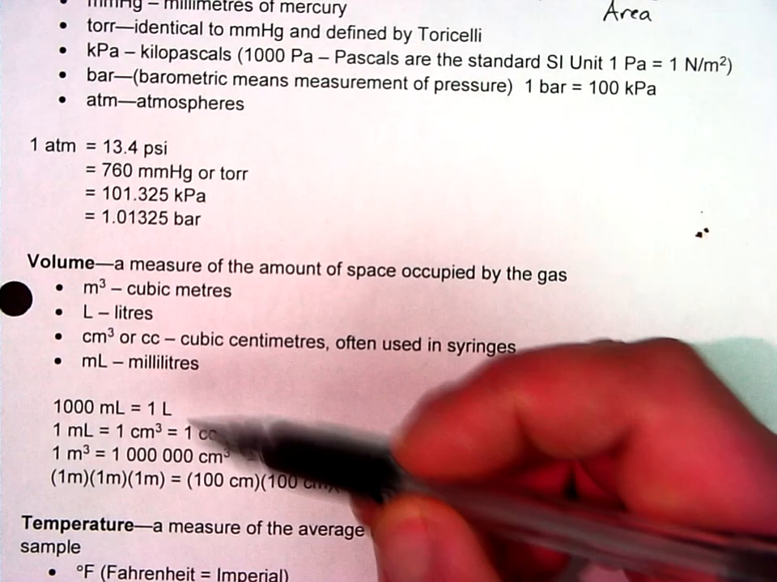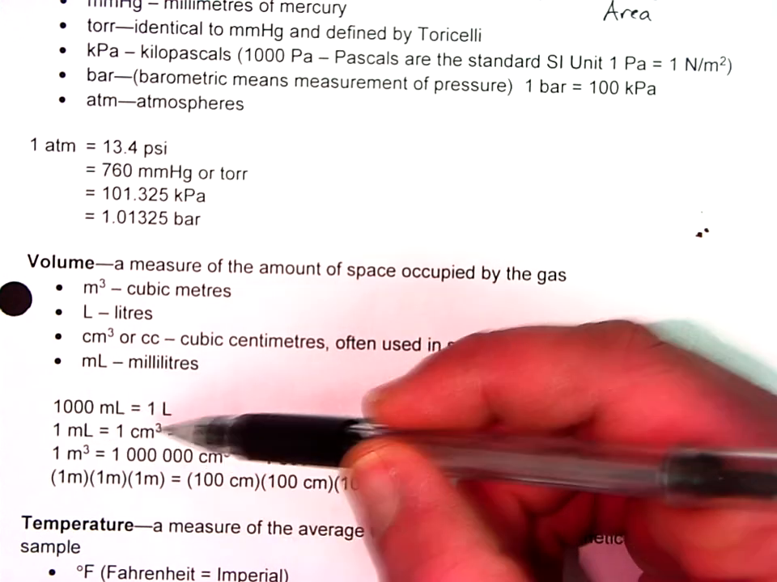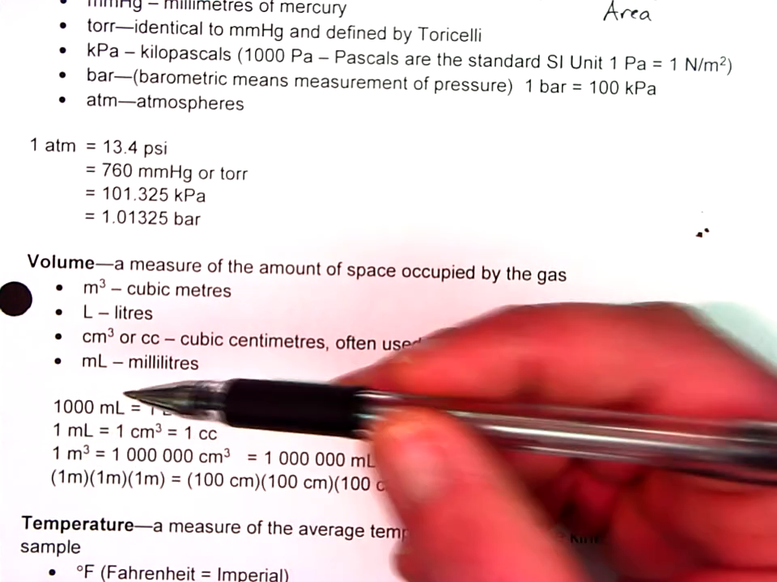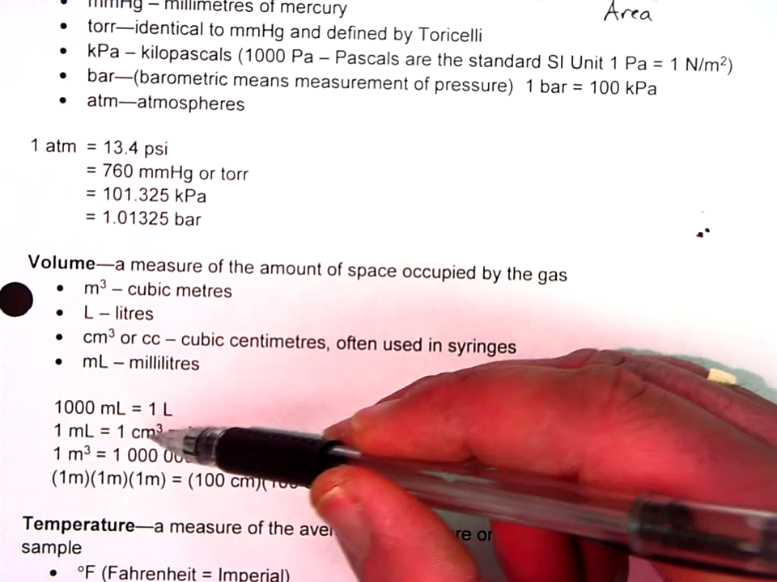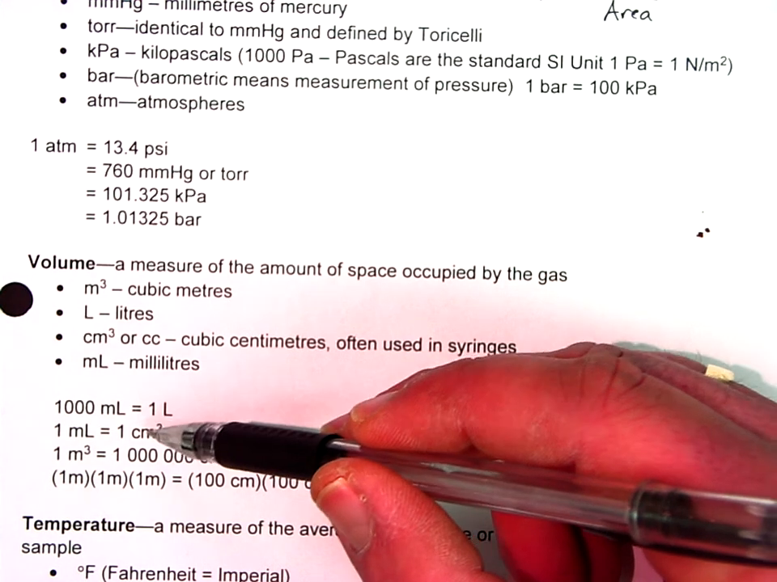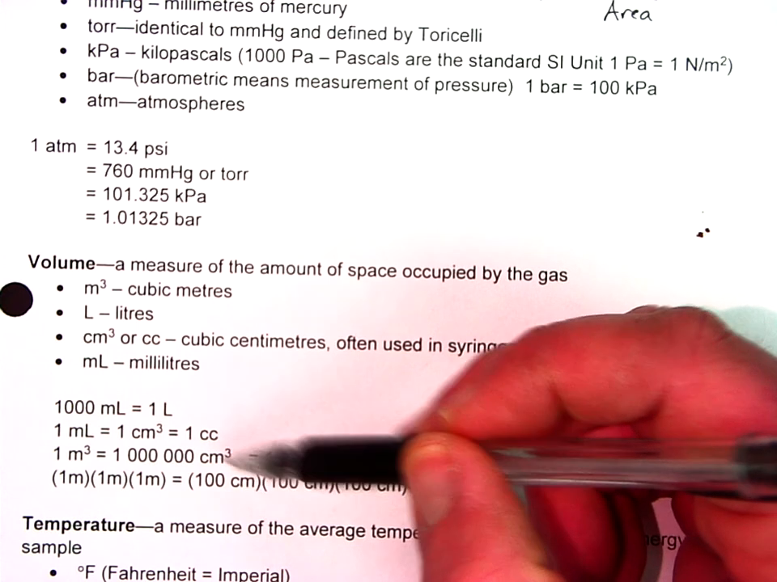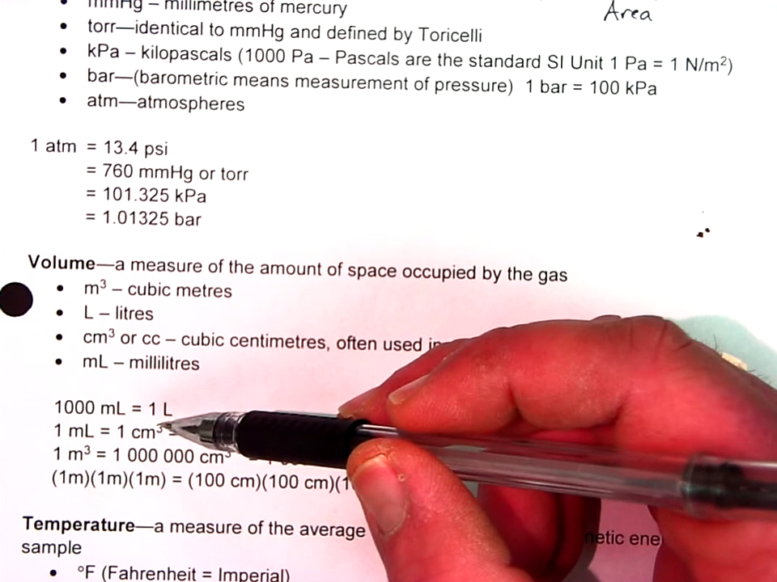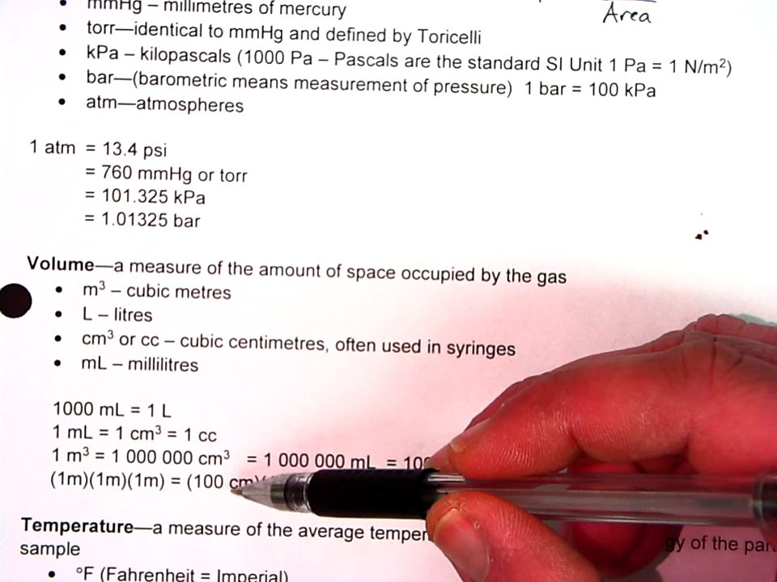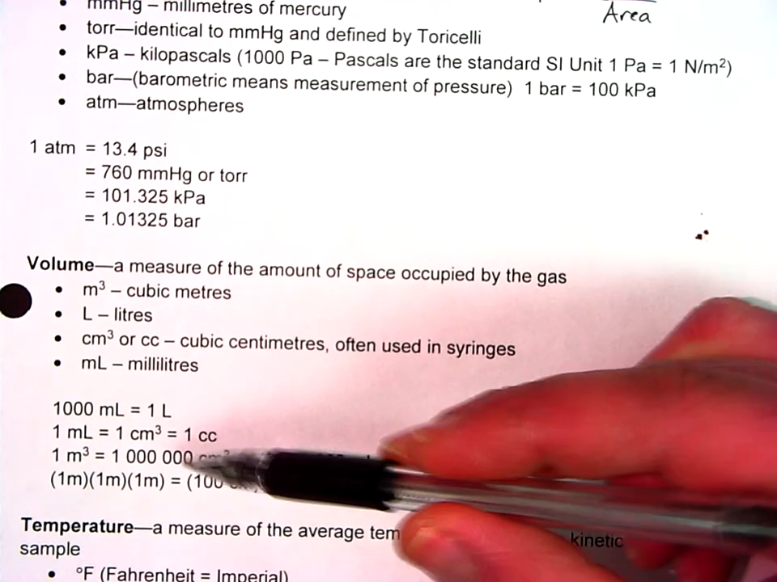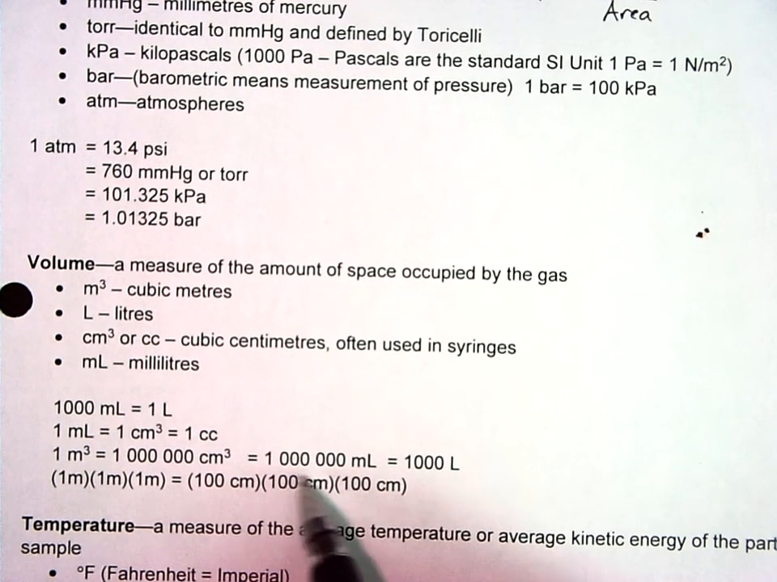And here are some of our conversions here. So we've got 1,000 milliliters goes to 1 liter. 1 milliliter is 1 cc. 1 meter cubed, now this isn't linear anymore. This is cubic differences. So 1 meter cubed isn't just 100 centimeters cubed. It's 100 cubed. And you can see what is going on with this. 1 meter times 1 meter times 1 meter is the same as 100 centimeters times 100 centimeters times 100 centimeters. That turns out to be 1,000,000 centimeters cubed. So 1 meter cubed is equivalent to 1,000,000 milliliters.